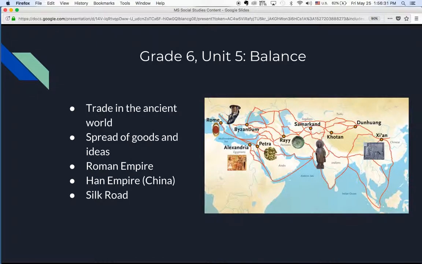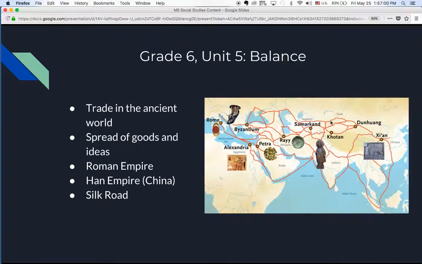The last unit of grade 6 we call balance, and this one is really dealing with East and West. So the 2 major civilizations we look at are the Roman Empire and the Han Empire in China. We look at it through the lens of trade as a way to have interaction between these civilizations and how ideas spread. And all this was done through the Silk Road network.